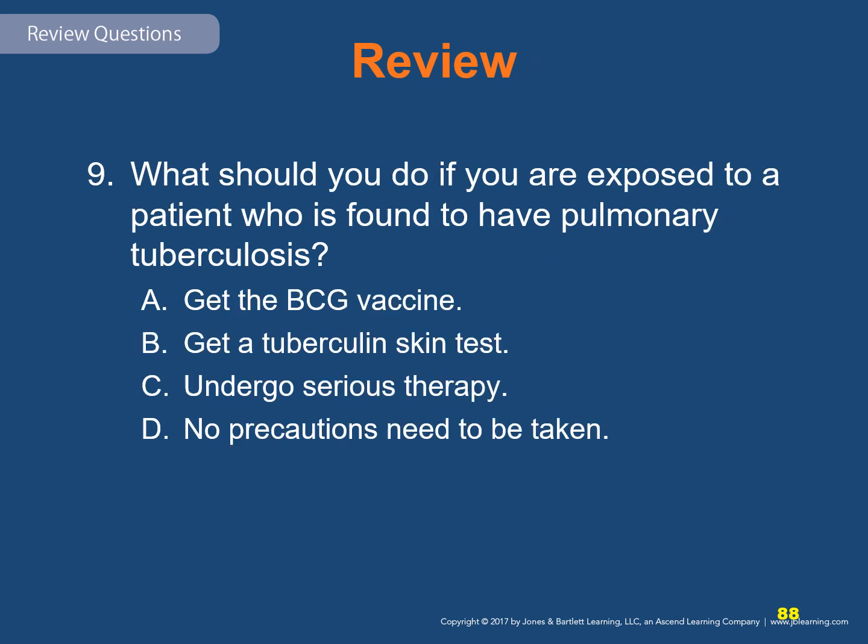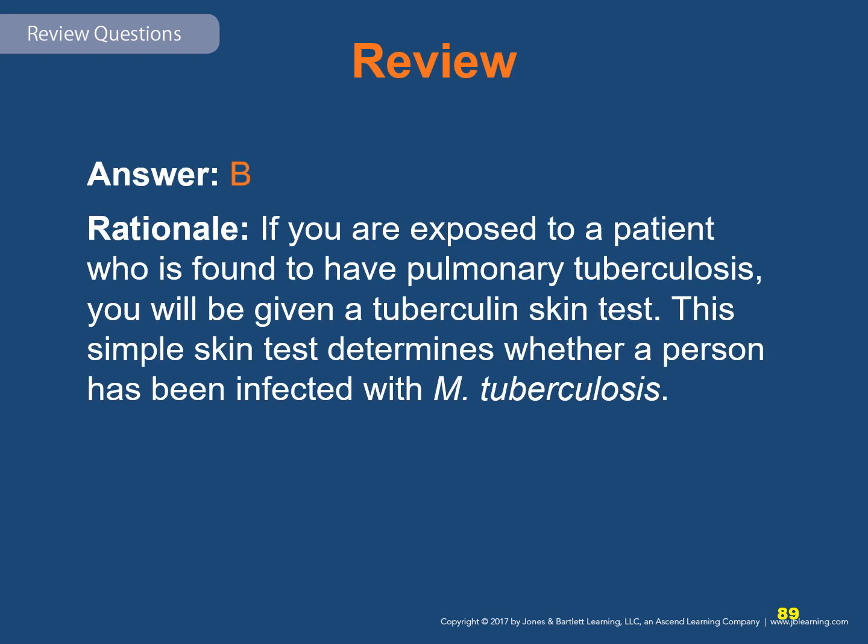Review question 9. What should you do if you are exposed to a patient who is found to have pulmonary tuberculosis? A, get the BCG vaccine. B, get a tuberculosis skin test. C, undergo serious therapy. D, no precautions need to be taken. The correct answer is B.